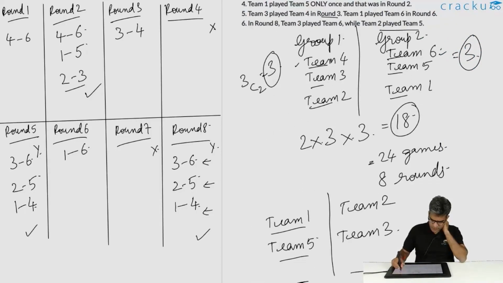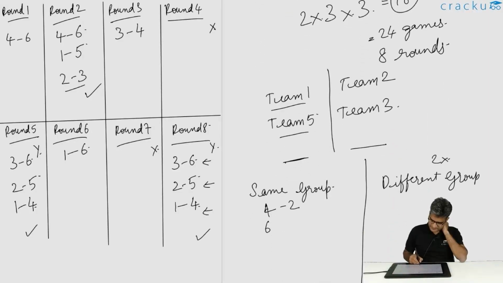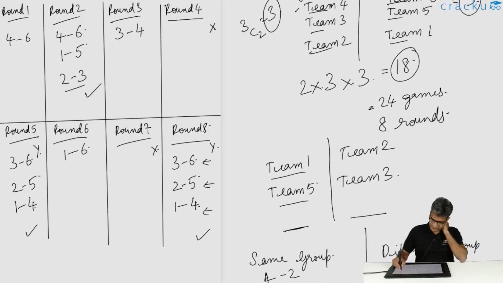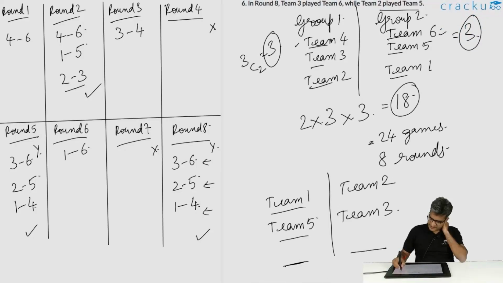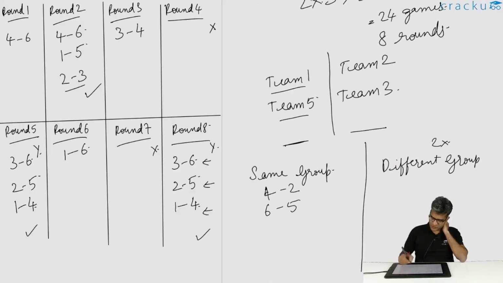In group 2, we have 6 versus 5 is not done. We have 6 versus 1 is done. It is in round 6. And 5 versus 1 also is done. 5 versus 1 is done. It is in round 2. 6 versus 1 is in round 6. So these are the 2 games which are remaining in the same group.